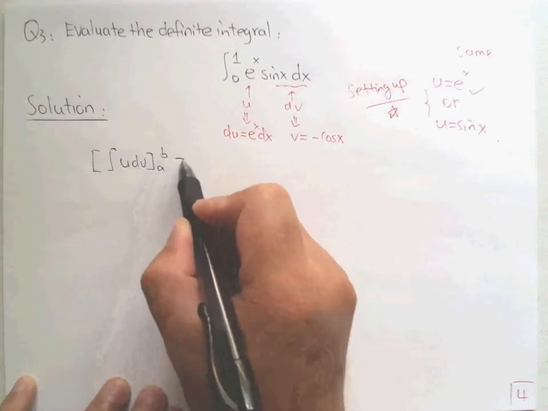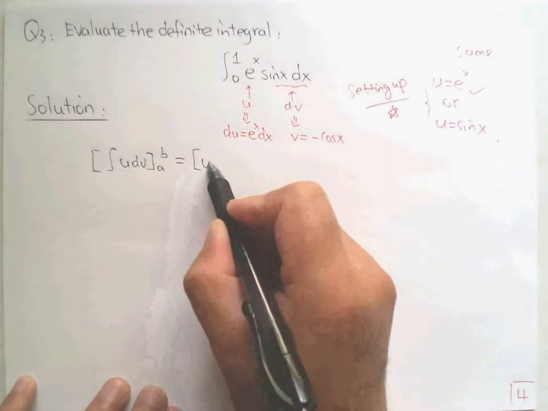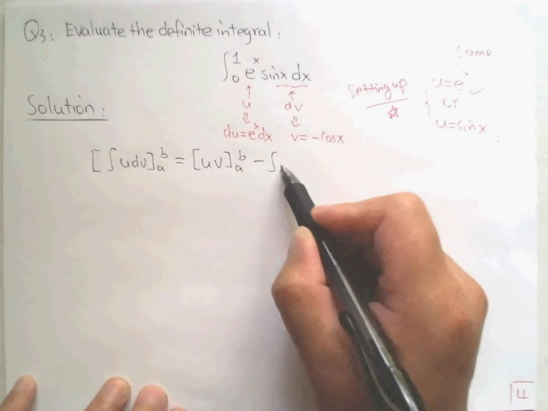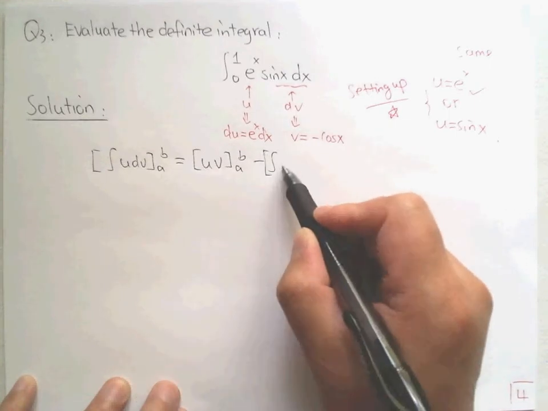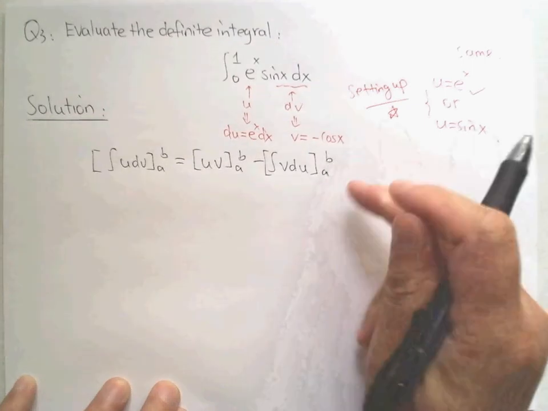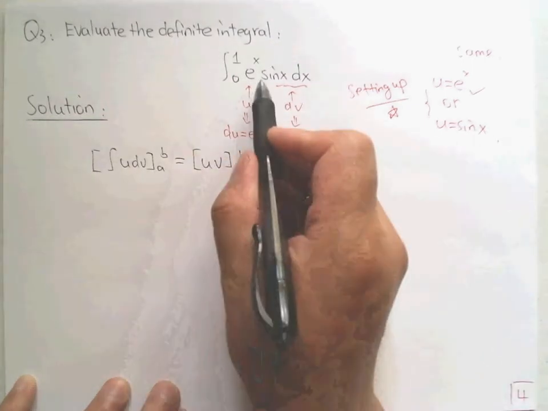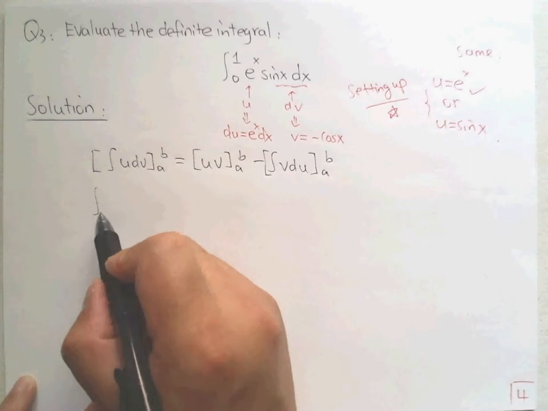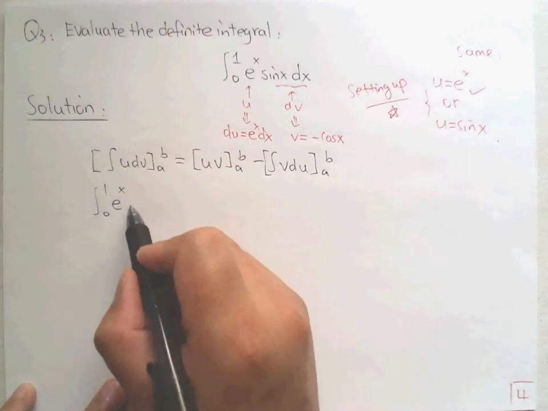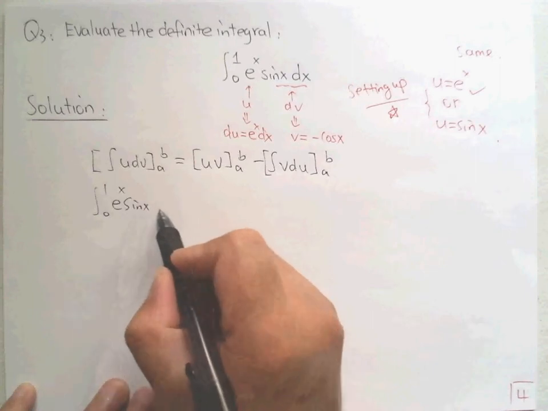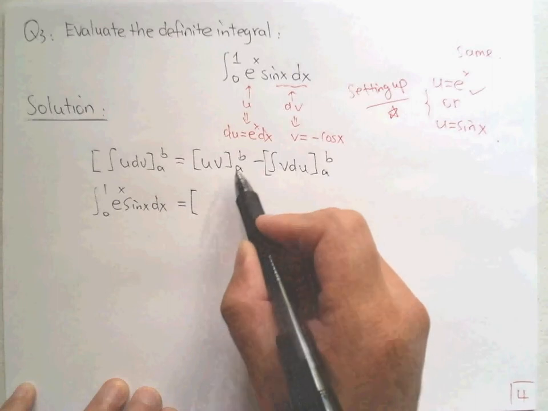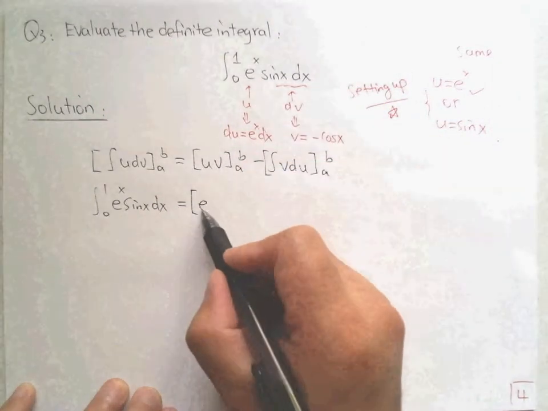We're going to copy the formula once again. The formula: integral of u dv from a to b equals u times v from a to b minus the integral of v du from a to b, right? That is the formula I copied. So here is the original, which goes from 0 to 1 of e^x sine x dx, and that equals what is here.